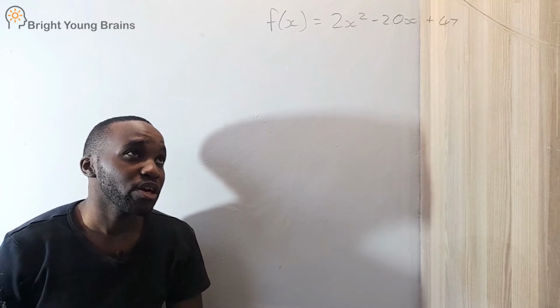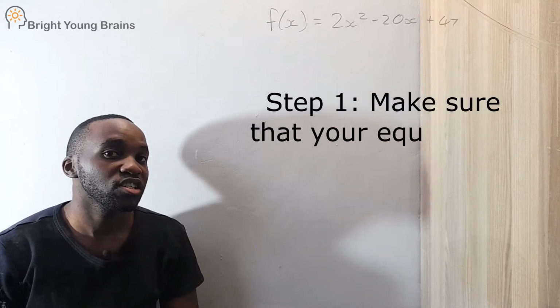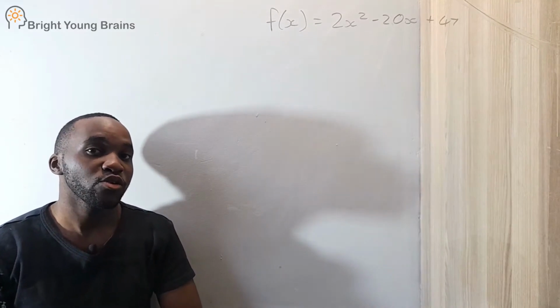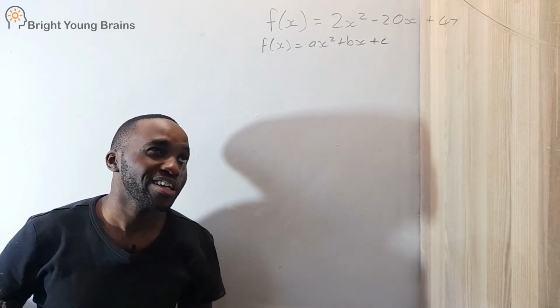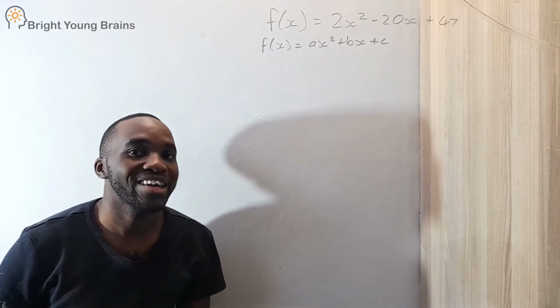Whenever you complete the square, you first need to make sure that your equation is in standard form. Your equation being in standard form means that it needs to be in this format. So luckily in our case, our equation is already in that format.